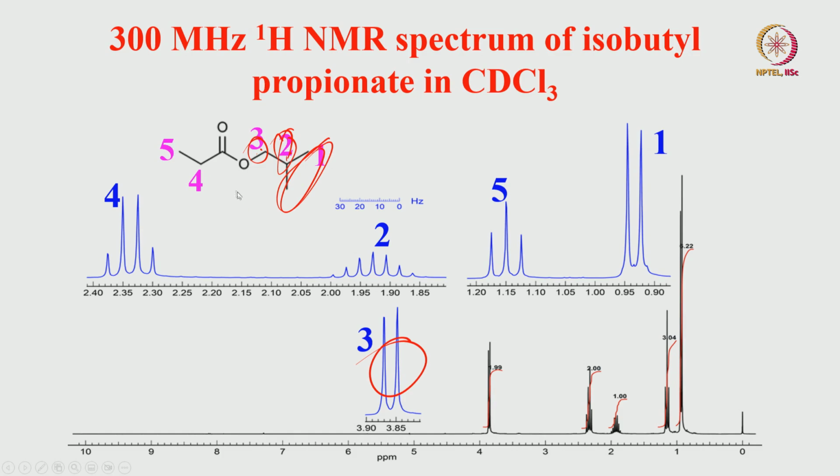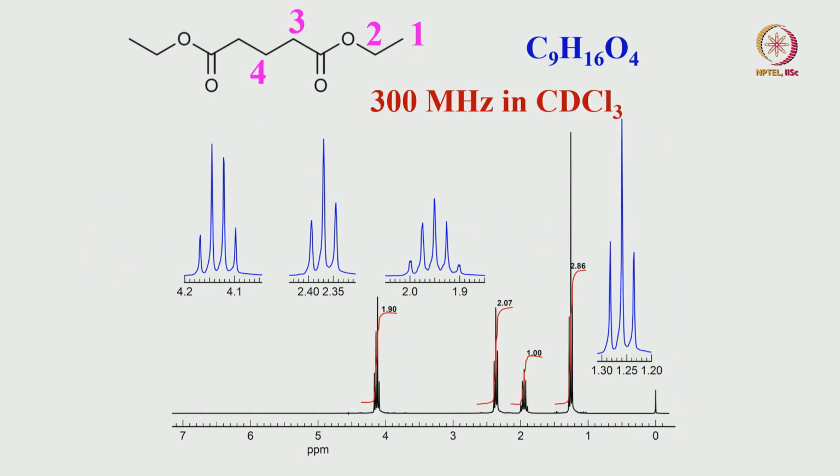And coming to this 4 and 5, 5 is a methyl group, this has to be a triplet because of CH2, and this CH2 has to be a quartet because of this CH3. Where do you see that triplet and quartet? This is a triplet and this is a quartet. Obviously, this is the terminal CH3, this has to be CH2. So, very easily we could assign this. There is no difficulty at all. This is a simple molecule.